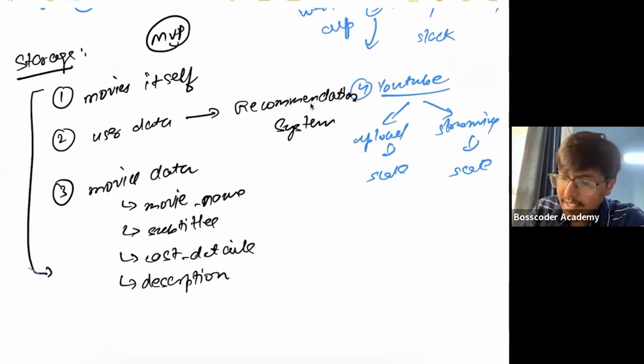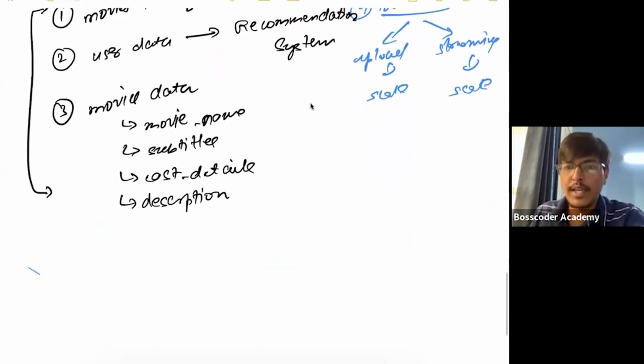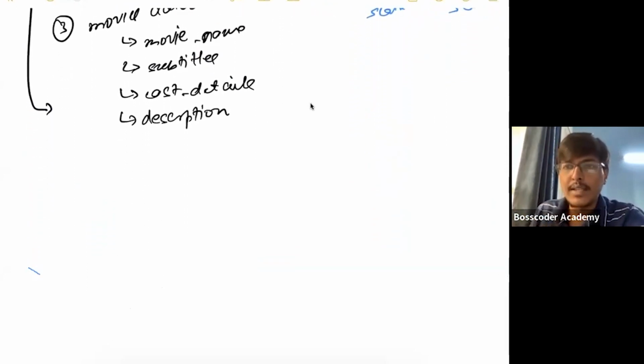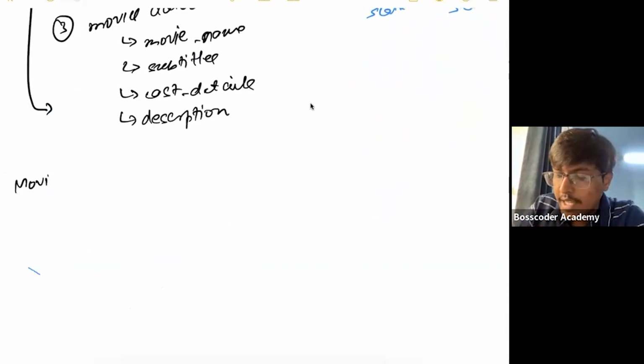So I think these are the three things that you are storing when you are talking about your MVP. So let's talk about each one of them, and what the estimation is. Let's talk about the movie data or the media data itself.